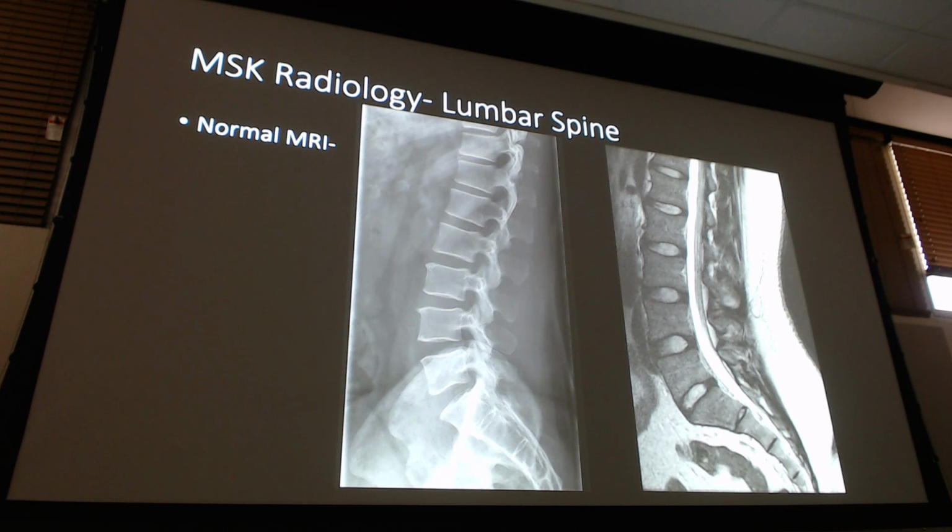There's your MRI. Smoother. See the CSF. See the disc space.